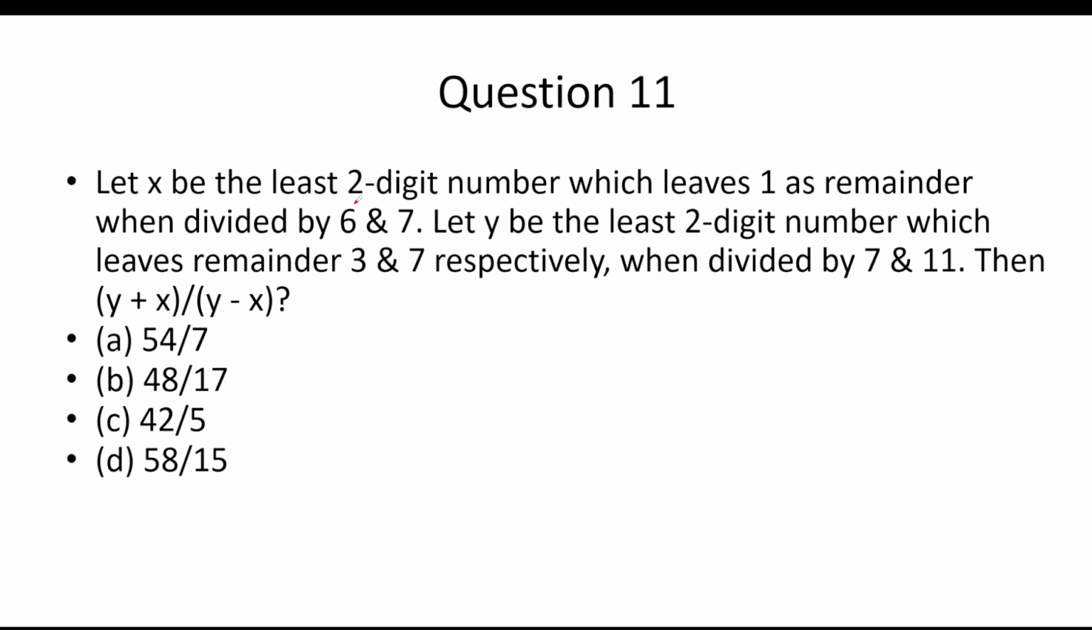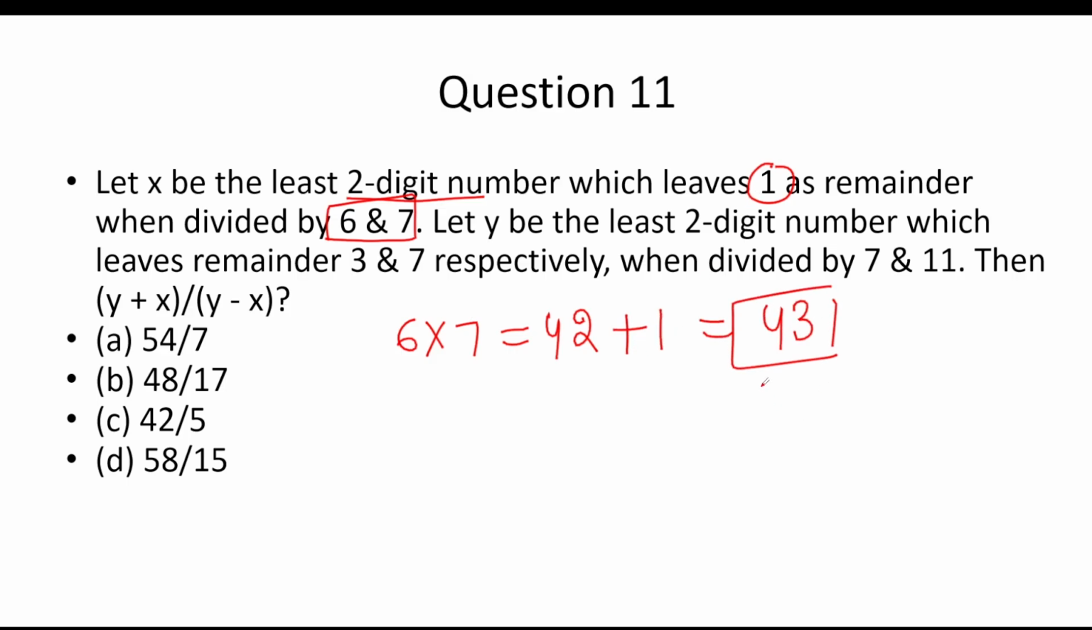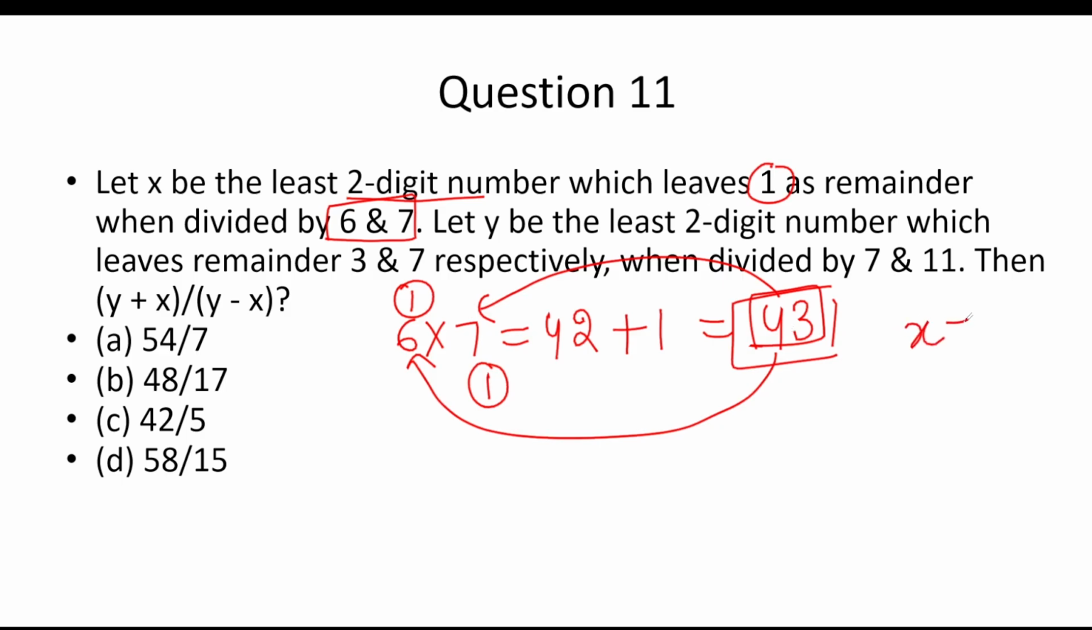X is the least, means smallest, 2-digit number which leaves remainder 1 when divided by 6 and 7. So the least 2-digit number which leaves remainder 1 when divided by 6 and 7 would be 6 into 7, that is 42. What is the remainder? 1. So you add 1. So the least 2-digit number will be 43. Why? Because when you divide 43 by 6, the remainder will be 1. When you divide 43 by 7, the remainder will be 1. So that is the least number, meaning the value of X will be 43.